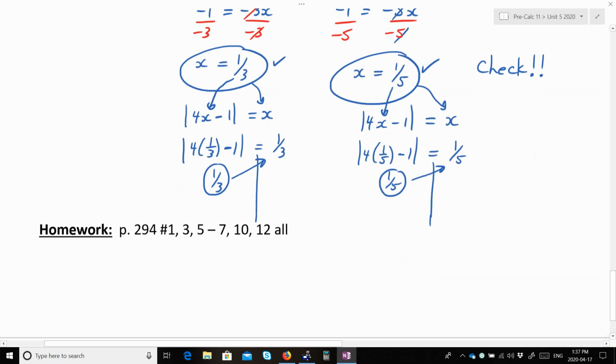This assignment is good, except I'm going to axe 5 and 6. So let's get rid of 5 and 6. Let's just say 1, 3, 7, 10, 12 all. So there's your homework.